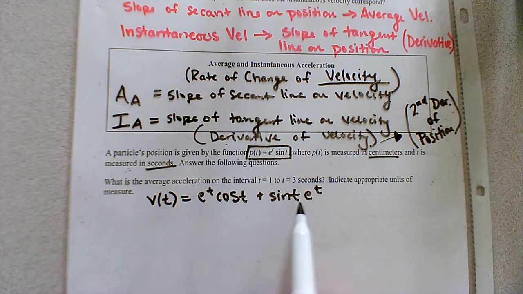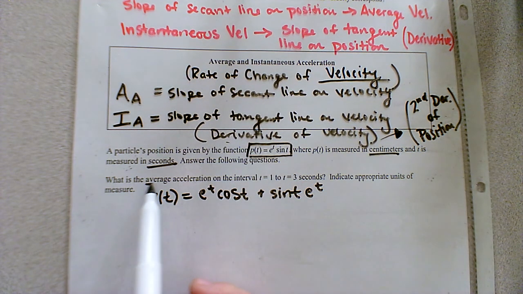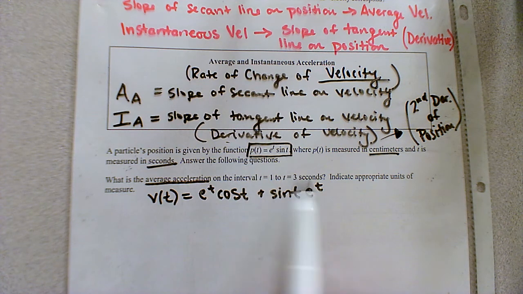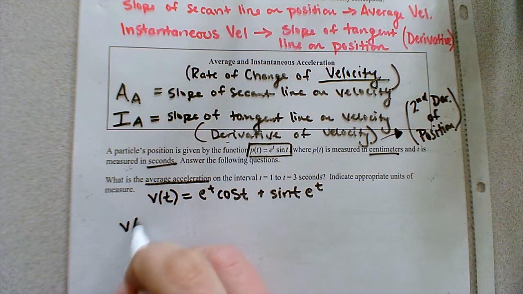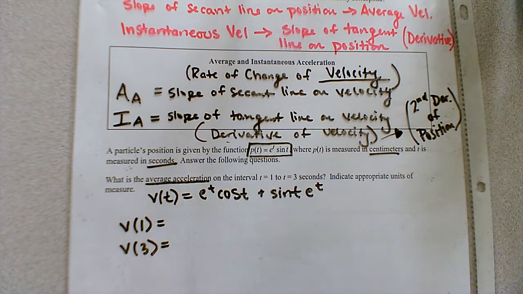All right, so here's our velocity function. Now if we're going to calculate average acceleration, we need the slope of the secant line between 1 and 3 on this graph or this equation. So let's calculate v of 1, and we'll calculate v of 3, and then find the slope between those 2 points.